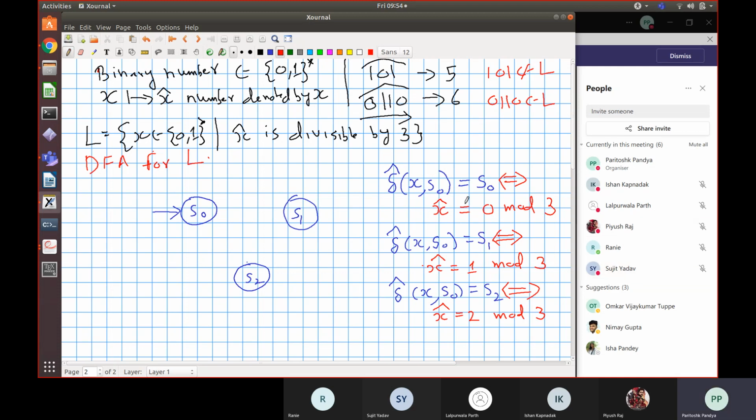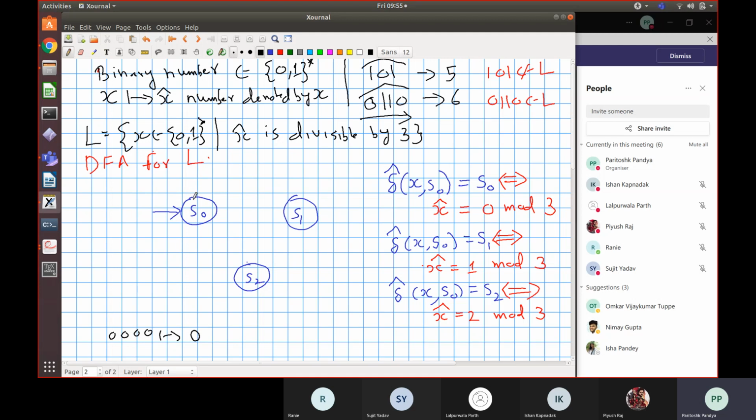I hope you are clear about the design of the states S0, S1 and S2. Now we will do a little bit of exercise. Suppose I have the string 0000. What number does it denote? It denotes number 0, right? And 0 when divided by 3, the remainder is 0. So I should be in state S0 when I process a sequence of zeros, right? Initially the string is epsilon, I have not seen any zeros, and I'm in S0.